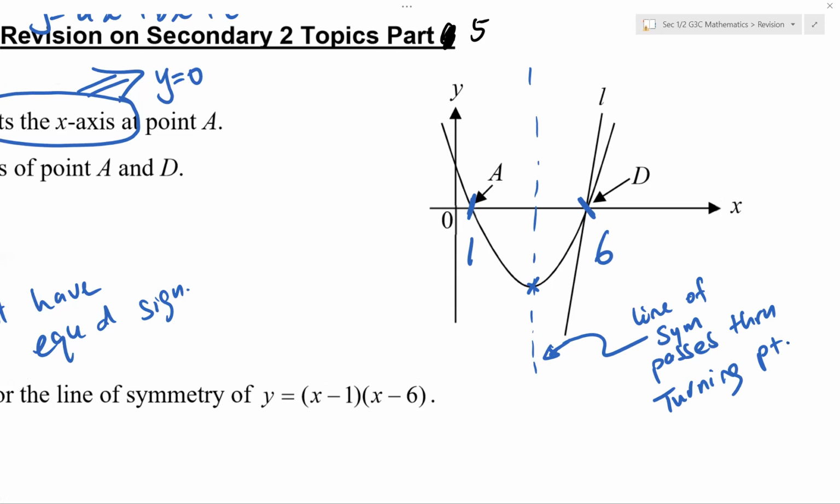So to find that equation over there, so fast. Your teeth must be very clean.